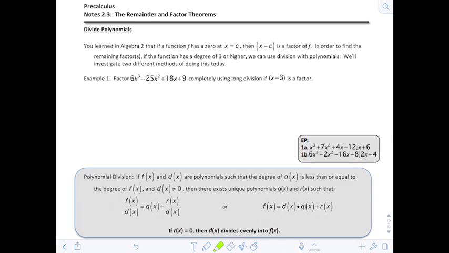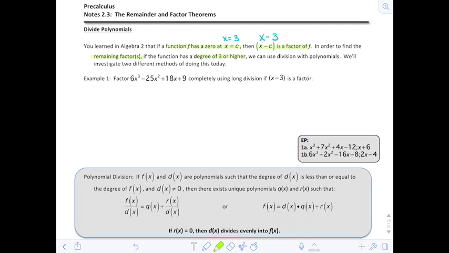In Algebra 2, you learned that if a function f has a 0 at x equals c, and for all intents and purposes we're going to let that be 3, then x minus c was a factor of f. So if c was 3, x minus c was the factor that it came from. The way that you got the solution of 3 was that x minus 3 was a factor. So in order to find the remaining factors, if the function has degree 3 or higher, you can use division with polynomials.